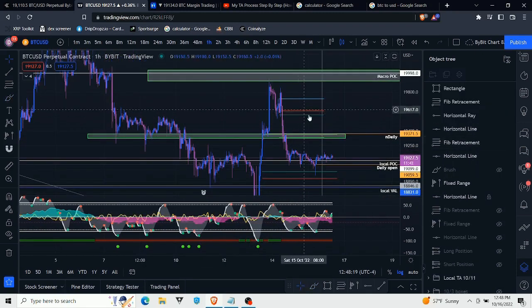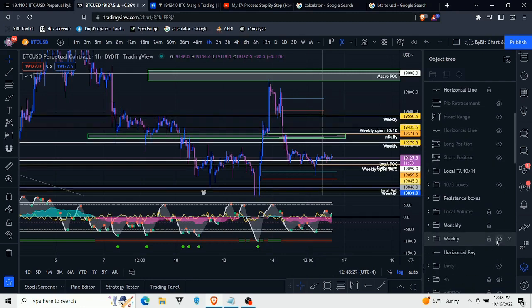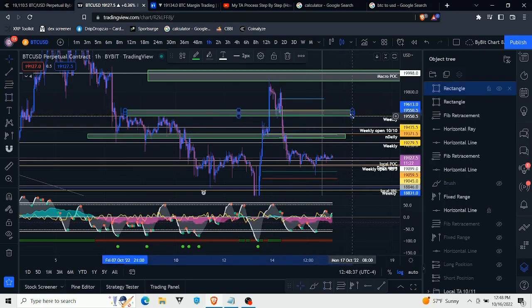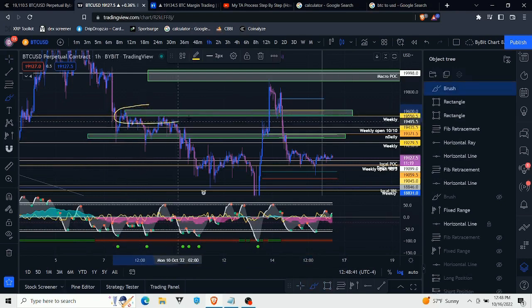Next, we have the golden pocket up here coming in right around 19.6K. And we also have a weekly level right in this area as well, right below this golden pocket. And again, this is also just a very significant level of support and resistance.